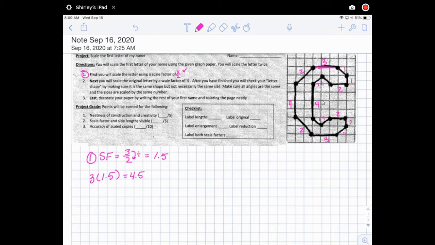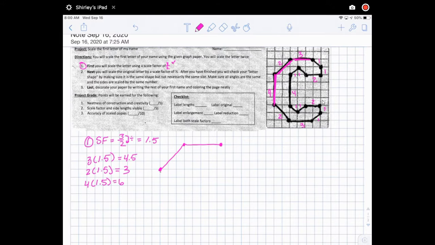So then I'm going to go ahead and draw that. So I have 1, 2, 3, 4.5. And then I'm going to do the same thing all the way around. So now I'm measuring 2 times 1.5. That gives me 3. So then I'm going to go straight through 3. And then I'm going to measure this 4. 4 times 1.5 is equal to 6. So I'm going to scale that up. 1, 2, 3, 4, 5, 6.